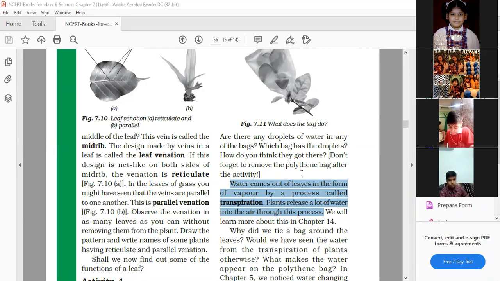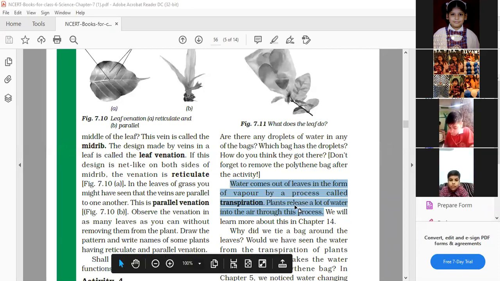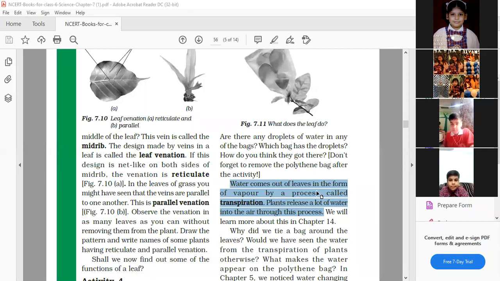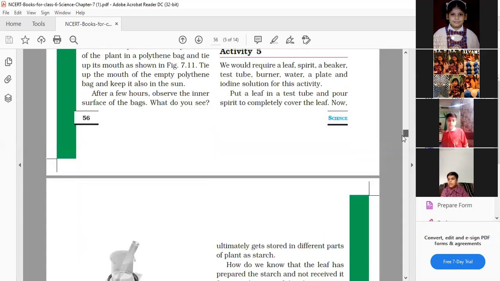So children, you may underline that transpiration is the process when the water comes out of the leaf in the form of vapors. That process is known as transpiration. You may do this activity at home. Put a polythene on any branch of the plant which is in the potted plant, and keep it in the sun. Then you can see a few droplets of water. So that shows the process of transpiration.